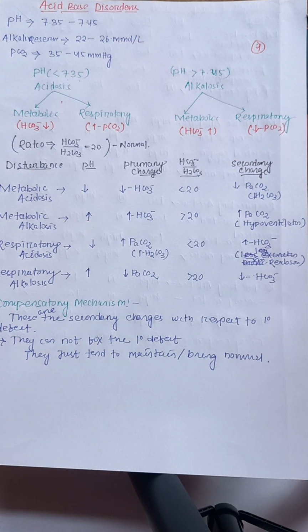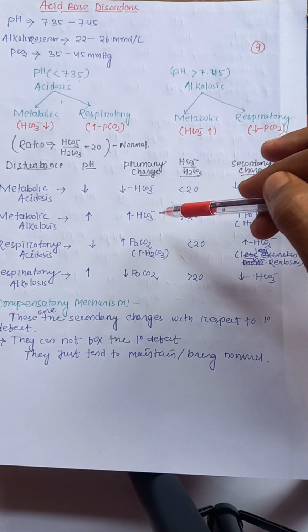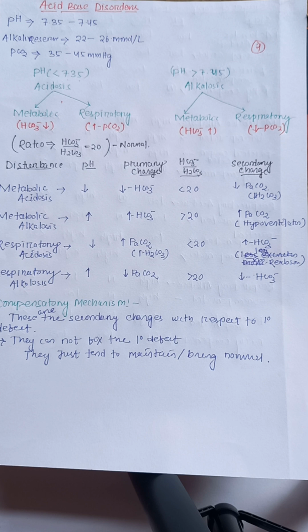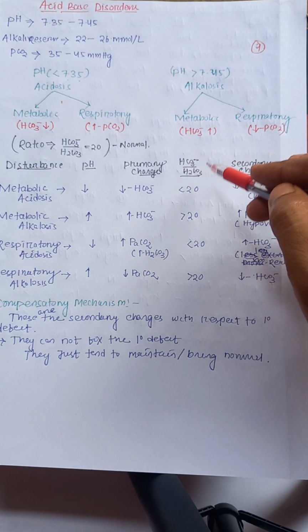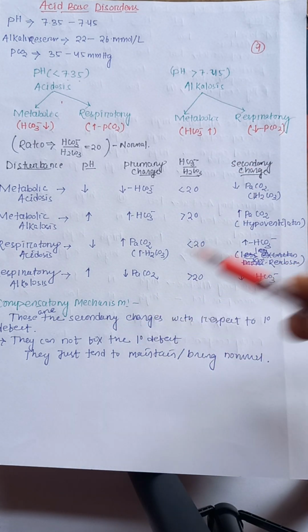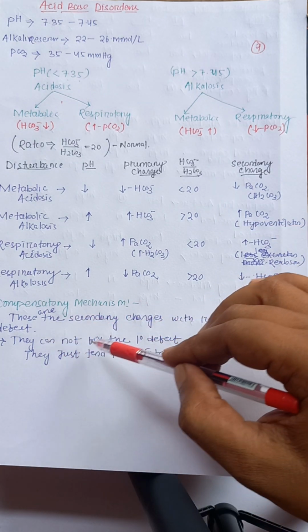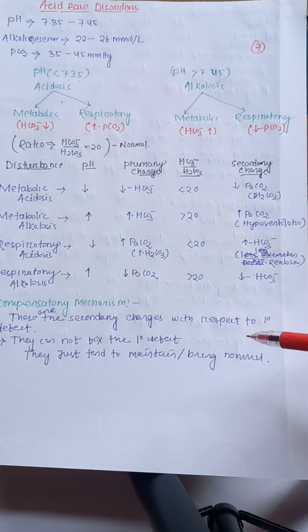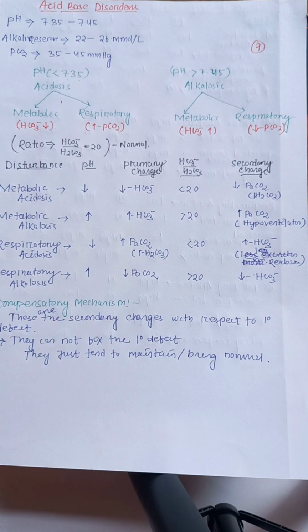Next is metabolic alkalosis. In metabolic alkalosis, pH increases, HCO3- increases, and the ratio increases. If the ratio increases, then CO2 also tries to increase. They don't act individually, they both act in ratio. The primary focus is to bring this ratio around 20, but that is not possible. The secondary mechanism can't fully do it, but they try to act like this. These are the secondary changes with respect to the primary defect. They cannot fix the primary defect, they just tend to maintain and bring it toward normal.